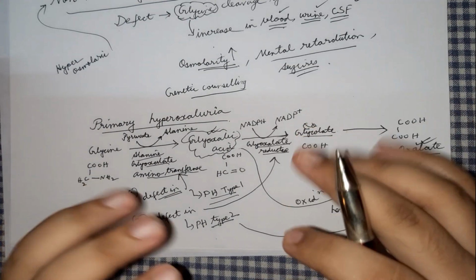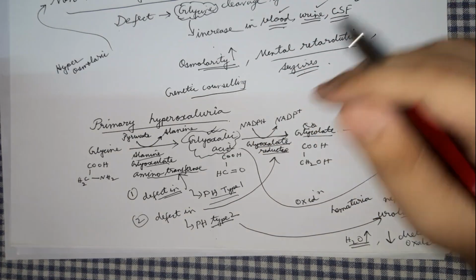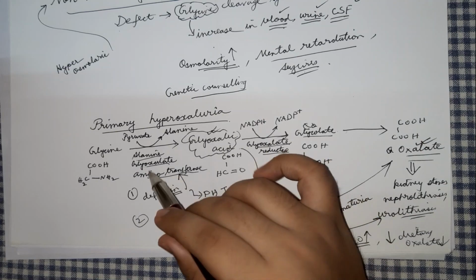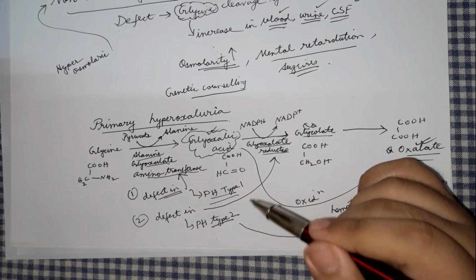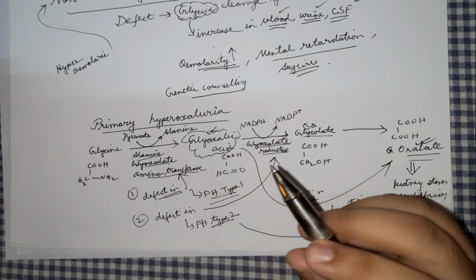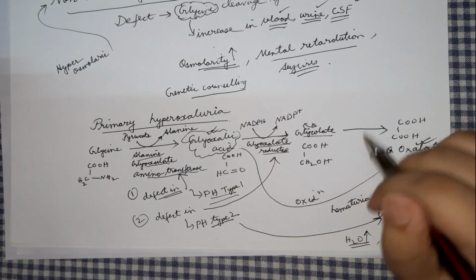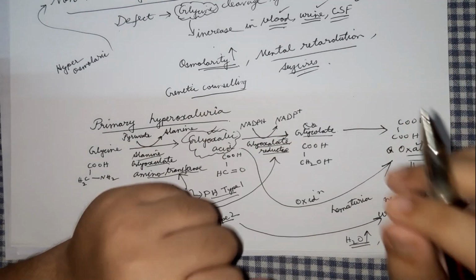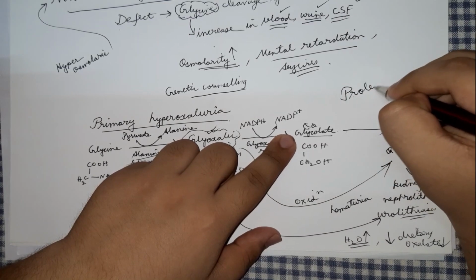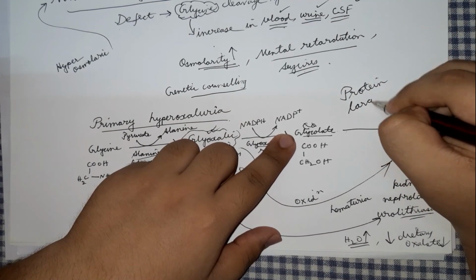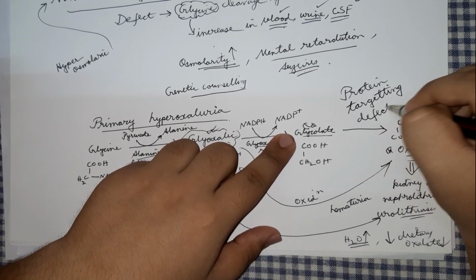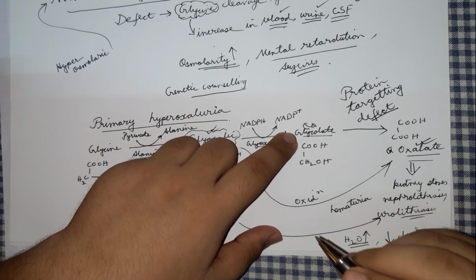Now, something which I did not mention previously, which I should have mentioned, is why is this defect in alanine glyoxalate aminotransferase seen, or what is the defect? Why is this enzyme being inactivated? This is a very important concept and I actually missed it, so I'm very sorry. This is actually what we say to be a protein targeting defect. A protein targeting defect. What does that mean?